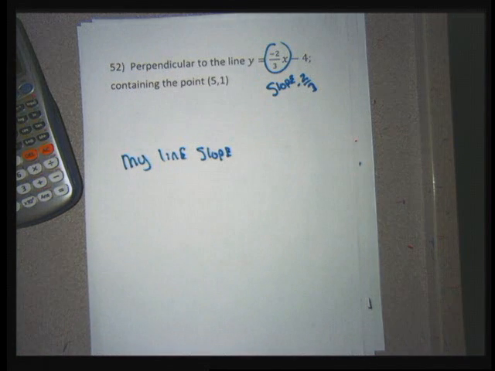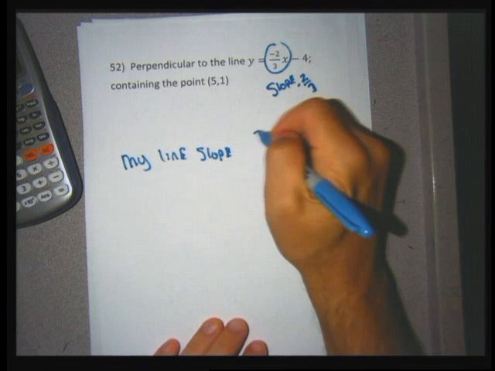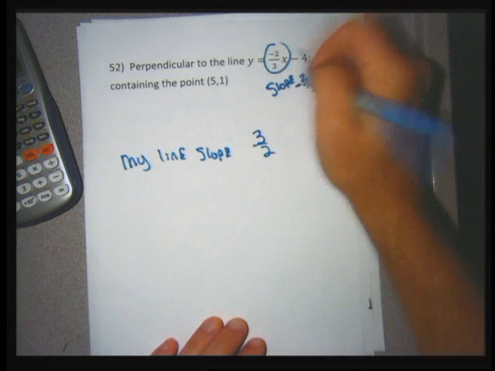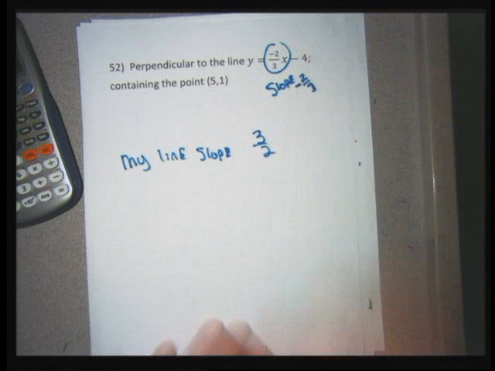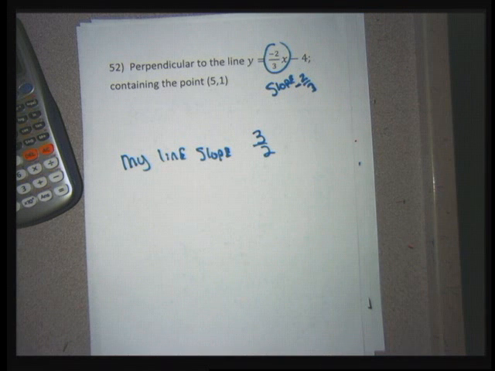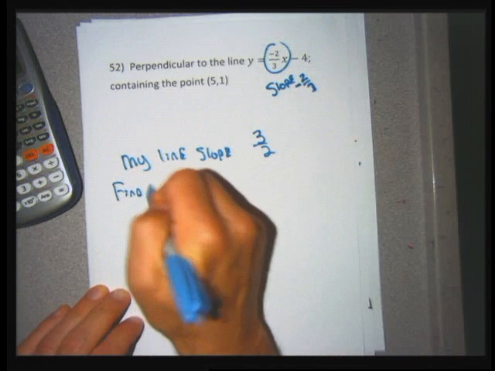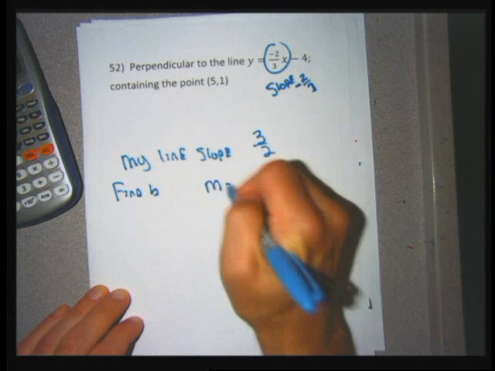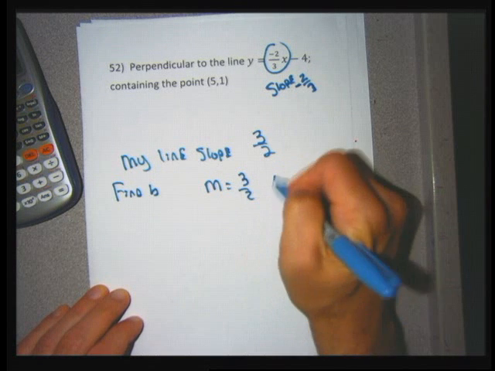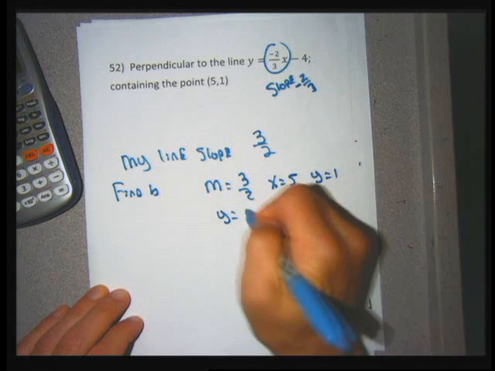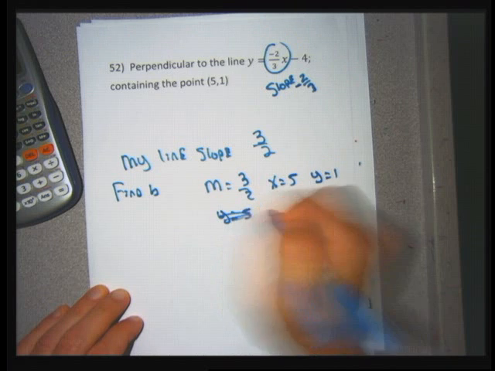If I know the slope of the perpendicular line, I know the slope of my line. I get the slope of my line by taking the reciprocal and changing the sign. This sign was negative. I change it to positive. The reciprocal of 2/3 is 3/2. So my line's going to have the slope of 3/2. Now I need to find its b. To find the b, I'm going to take m equal to 3/2, x equal to 5, y equal to 1, and plug them into the formula y equals mx plus b.